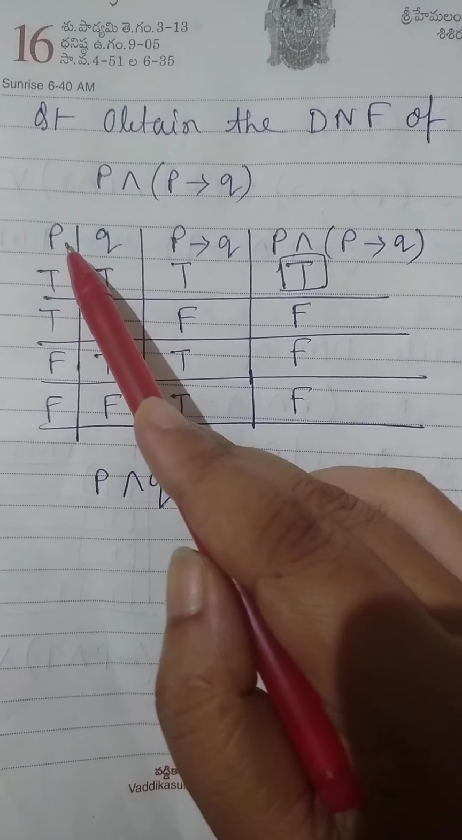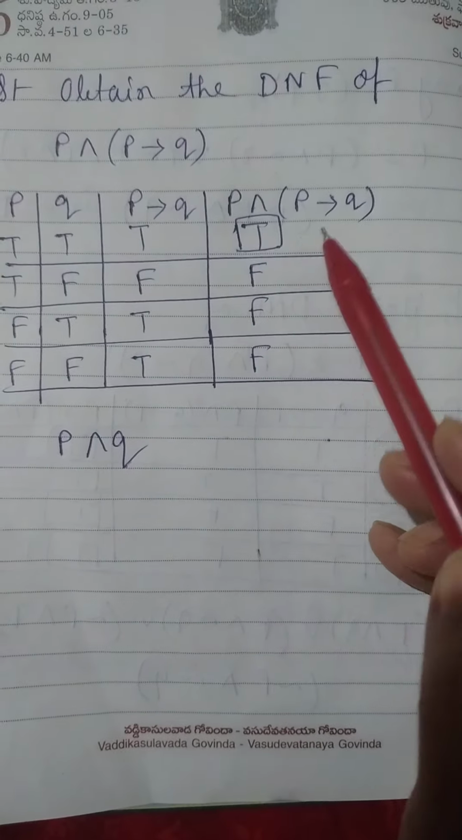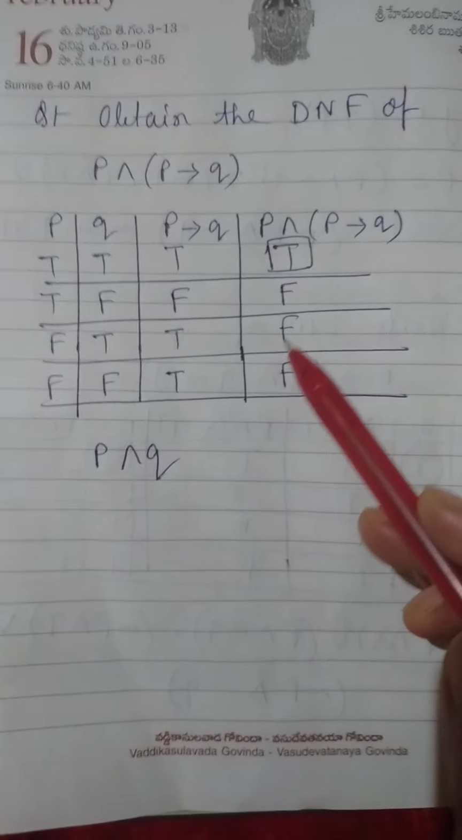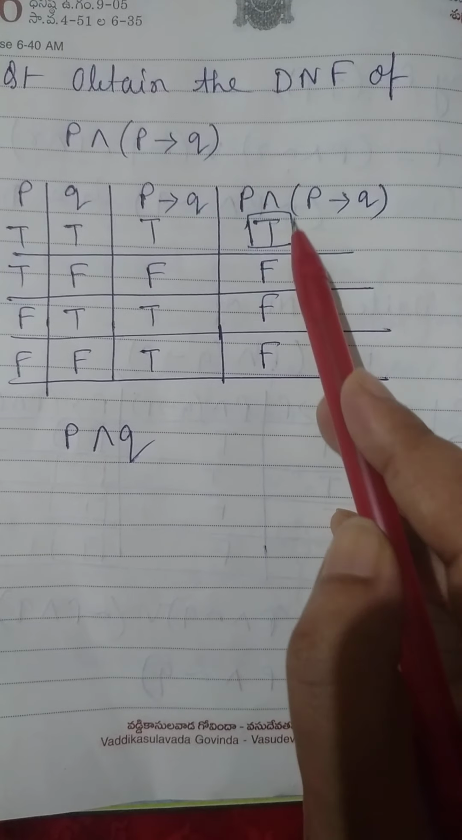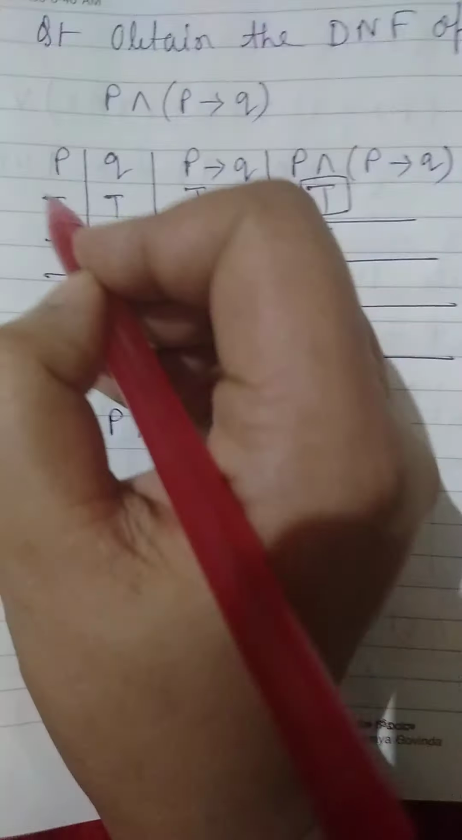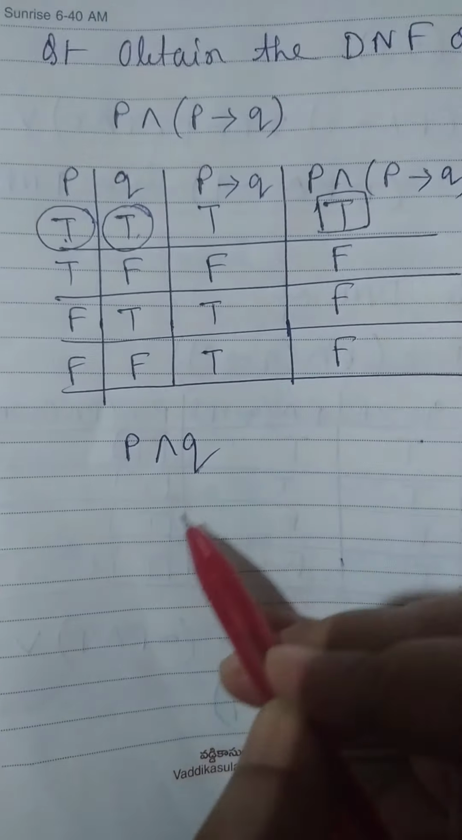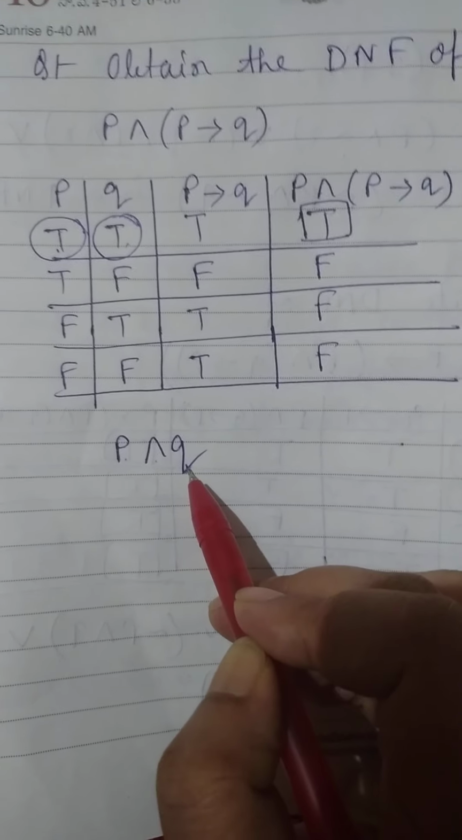Another example I have shown you here: P and (P implies Q). Again, we are making the truth table with P comma Q, P implies Q, and P and (P implies Q). Here I am getting ultimately T, F, F, F. For DNF you have to mark the capital T, where the answer is T. Now for this T, the variables are taking true, true. Since the variables are taking true, true, I take the variables as they are: P and Q. So this is the answer, the DNF.